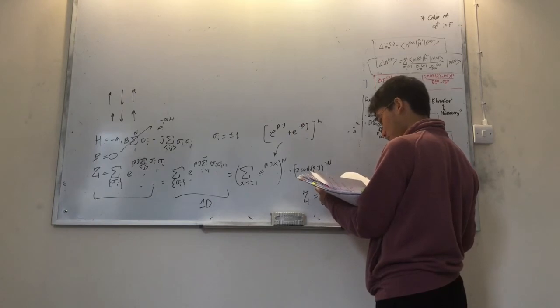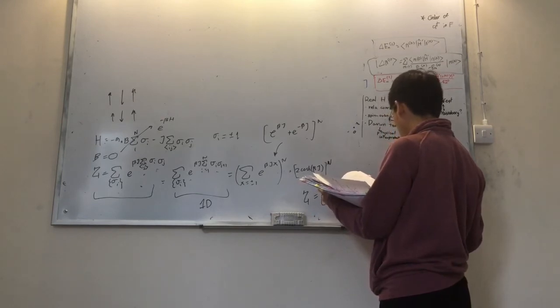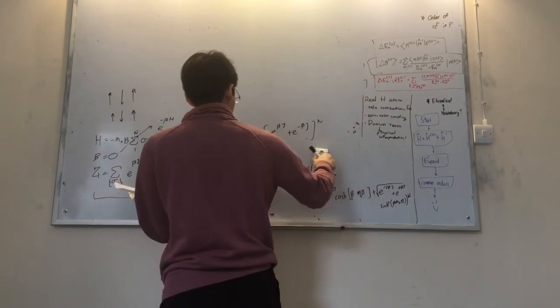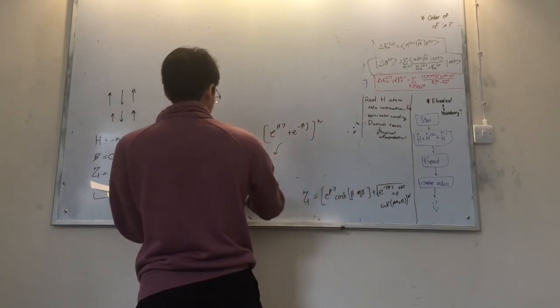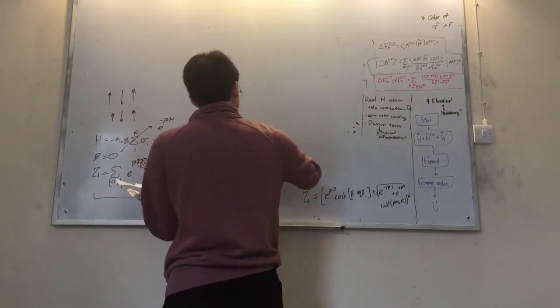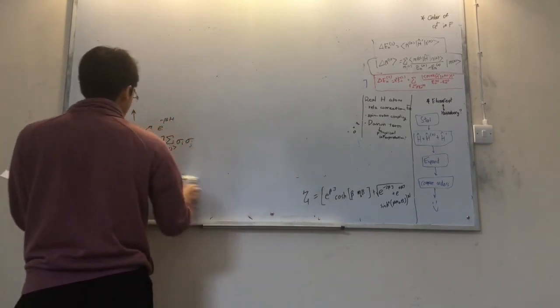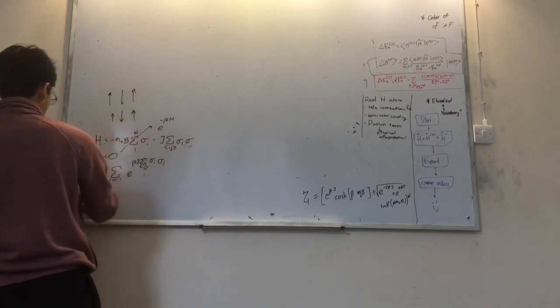Wait, do we not have that for 2D? I thought we can only do 2D because 1D doesn't have a phase transition. Are you talking about Onsager's result for the phase transition temperature, or the partition function? I'm talking about the partition function. Okay, because Onsager's result is only in 2D. We need it to be at least 2D to have a phase transition.